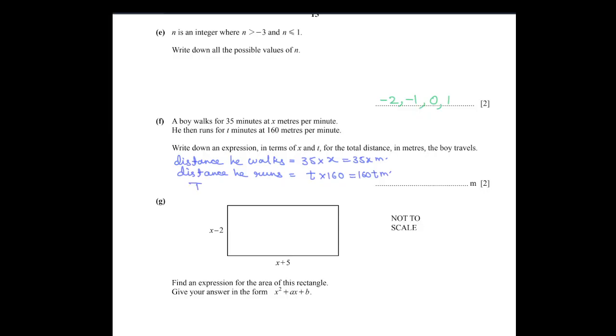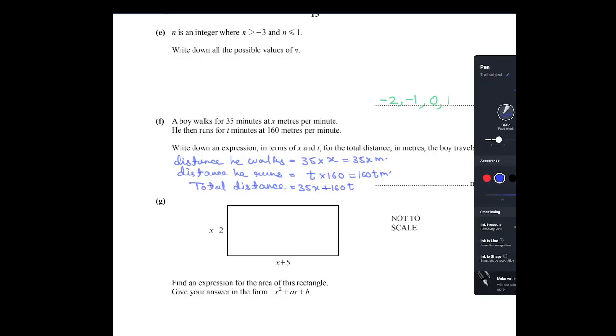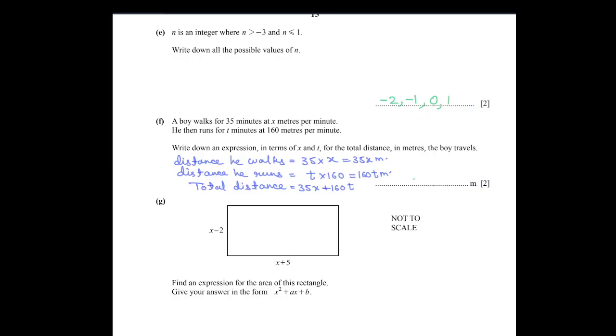So what is the total distance now? Total distance is equal to, just add these two distances. So 35x plus 160t. This is the expression we got in terms of x and t. Question number F is done.